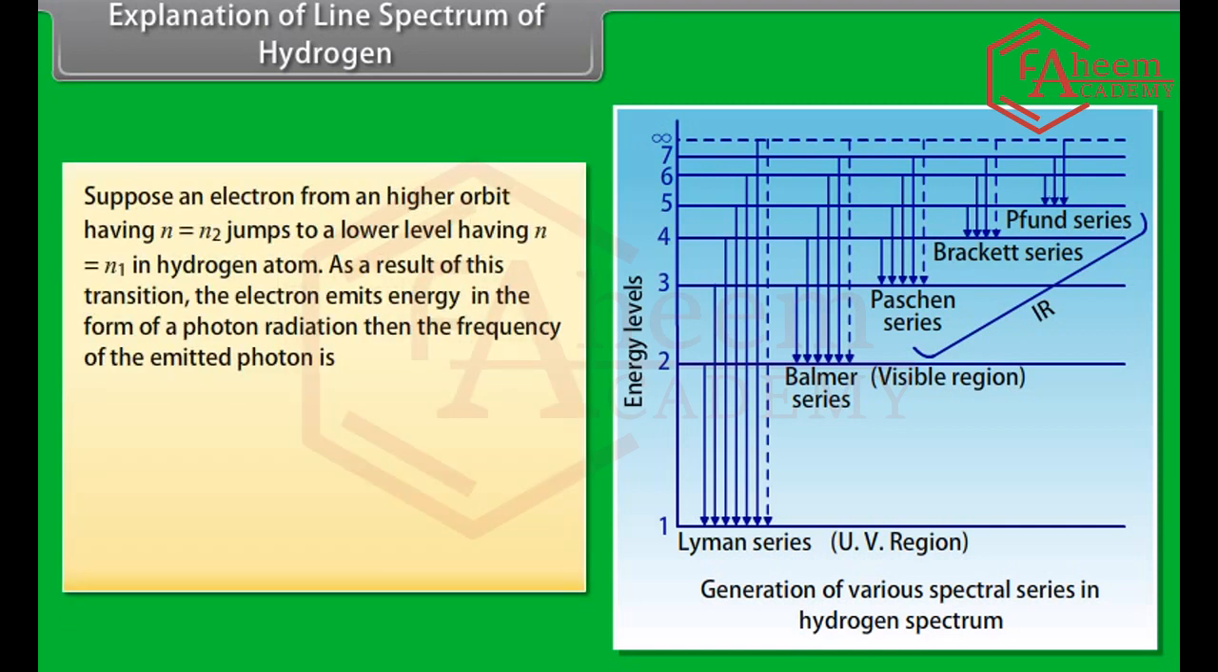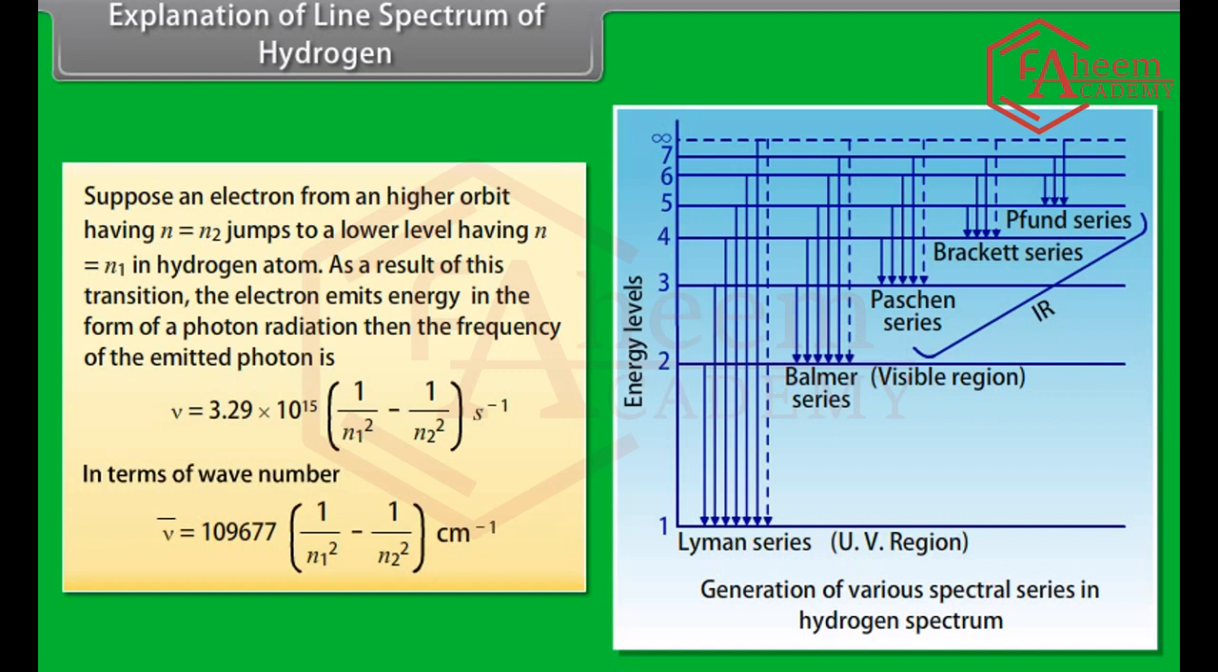Suppose an electron from a higher orbit having n is equal to n2 jumps to a lower energy level having n is equal to n1 in a hydrogen atom. As a result of this transition, the electron emits energy in the form of photon radiation. Then the frequency of the emitted photon is: frequency is equal to 3.29 into 10 raised to the power 15 into (1 by n1² minus 1 by n2²) per second. In terms of wave number, it is 109677 into (1 by n1² minus 1 by n2²) per centimeter.